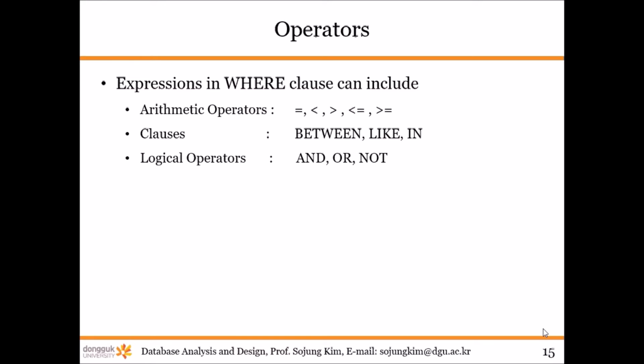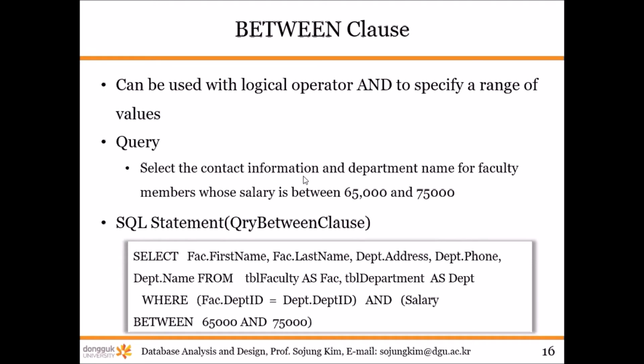Operators. Expressions in the where clause can include these types of operators: equal, less than, greater than, less than or equal to, greater than or equal to, and also between, like, in, and logical operators: and, or, not. Okay, we already used the and operator in the previous example, right? So let's look at the between clause. It can be used with the logical operator and to specify a range of values.